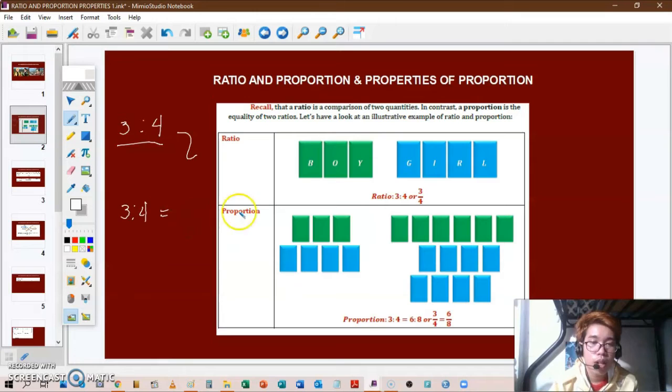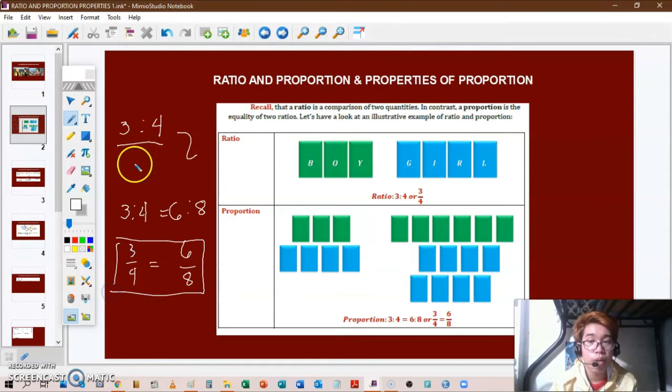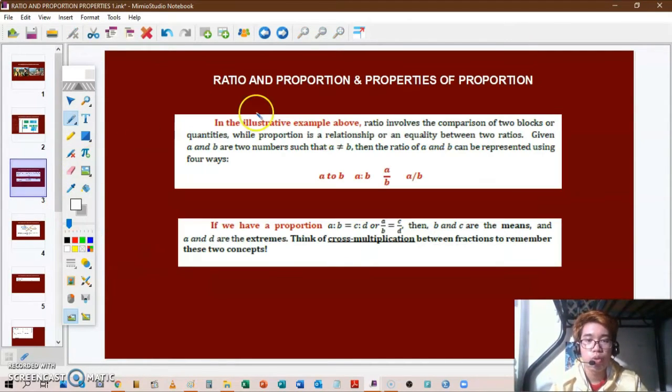So if we have here 3:4 as our first ratio, then we have here, let's count 1 2 3 4 5 6 blocks for the green one, and then 1 2 3 4 5 6 7 8, so 8 blocks for the blue one. Therefore we have an equality of fractions and an equality of values that we try to compare. So that's why we have a proportion. A ratio is a comparison of values. A proportion is an equality of ratios. Those are some key terms to remember.